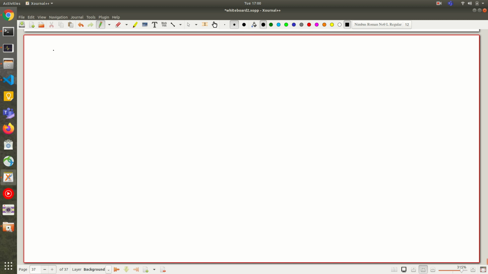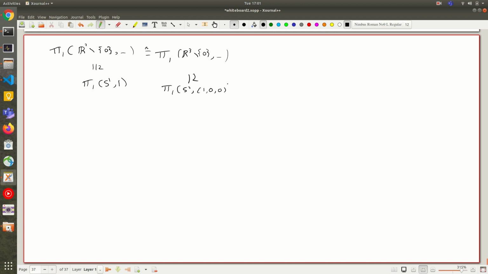So it will follow from this that pi 1 of R2 minus the origin, with whatever the base point is, it doesn't matter, is isomorphic to pi 1 of S1 with the point 1, where 1 here is the complex number 1, which is isomorphic to pi 1 of R3 minus the origin with whatever the base point is, which is isomorphic to pi 1 of S2 and the point (1, 0, 0).